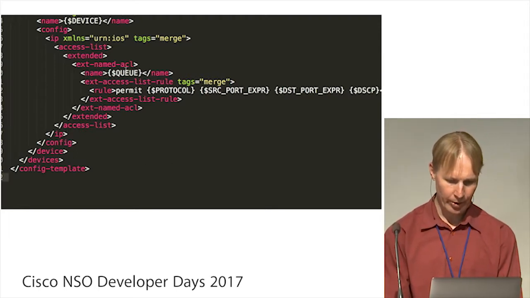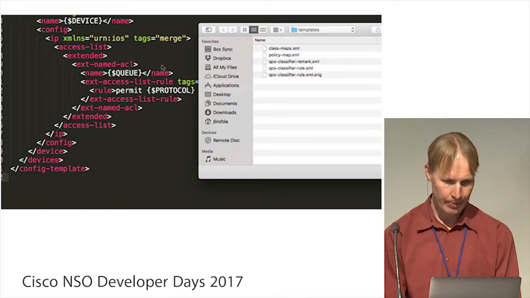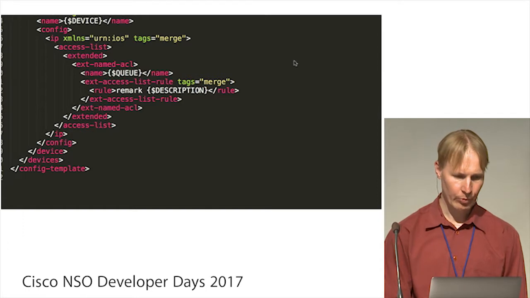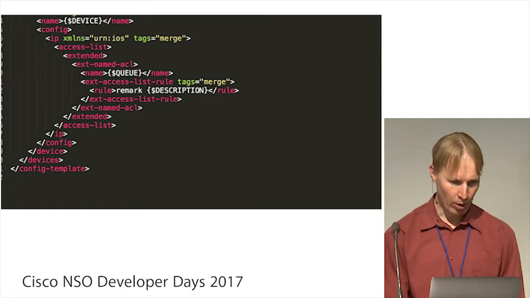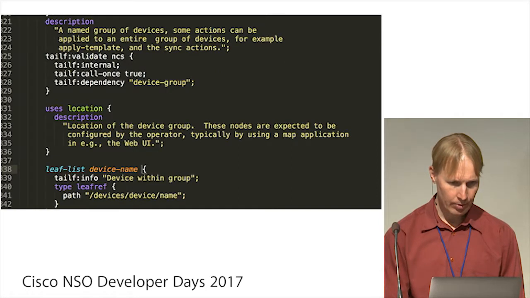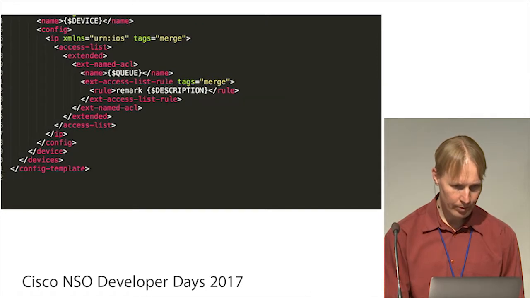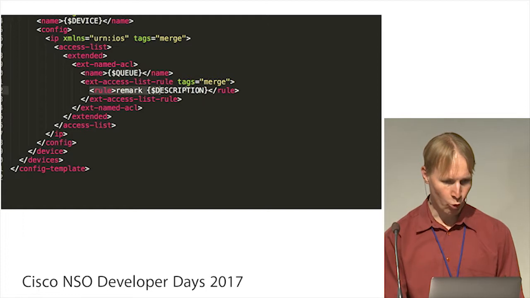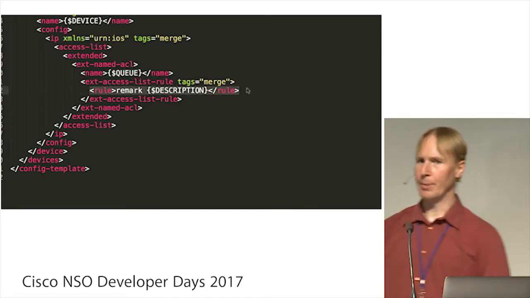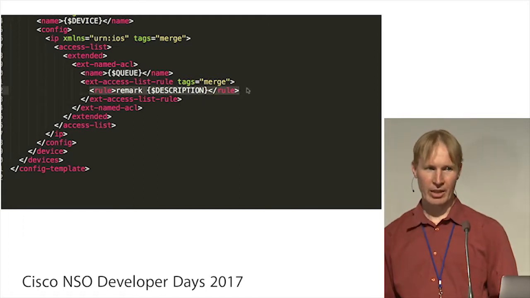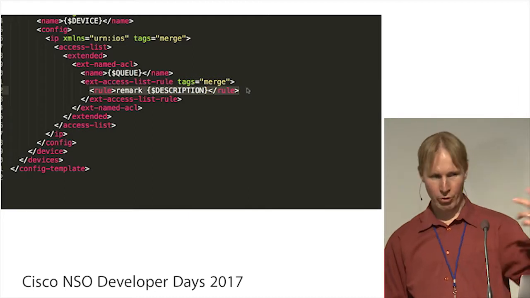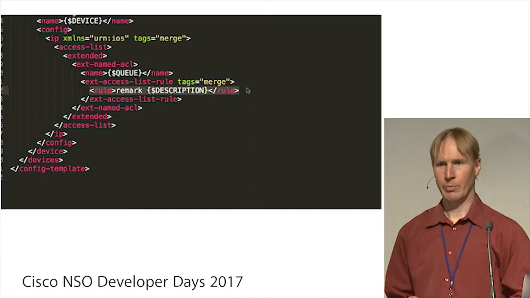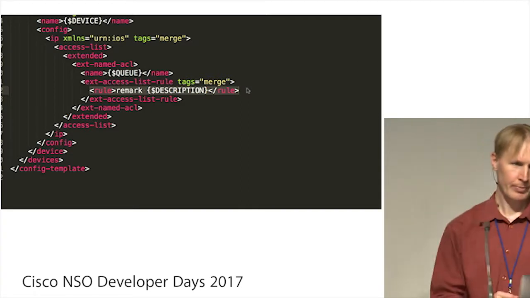We can open up the remark template. So if there was a description other than exit, it will also apply this one, which looks much the same, but it's only adding a rule called remark and that description line. It is applied before the other line, so the remark will be above the actual rule below, every time on all devices.